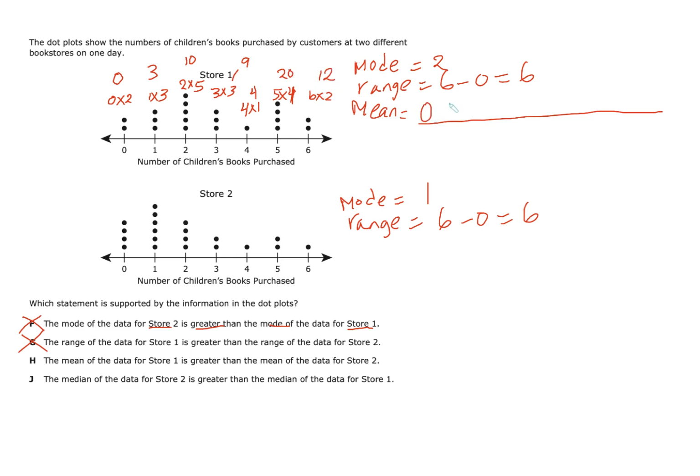So I am adding 0 plus 3 plus 10 plus 9 plus 4, oh I forgot the 20, plus 4 plus 20 plus 12. And we're going to divide by, well, how many dots do we have? So to make it easier on ourselves, let's just count. 1, 2, 3, 4, 5, 6, 7, 8, 9, 10, 11, 12, 13, 14, 15, 16, 17, 18, 19, 20.